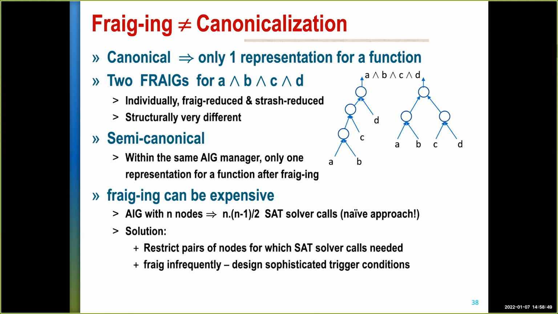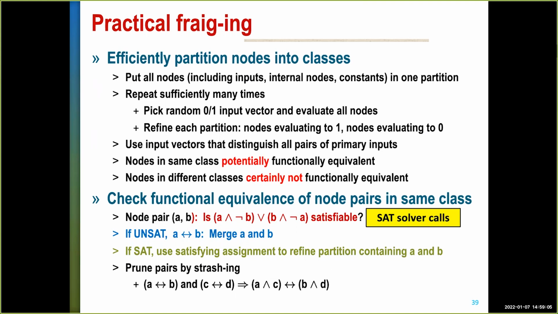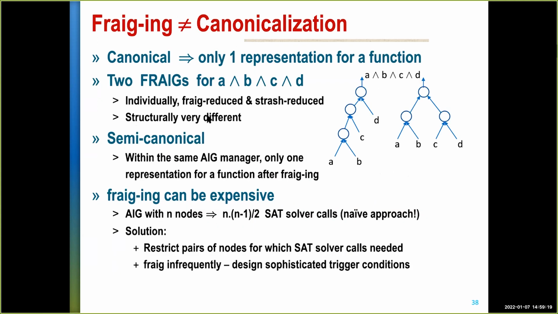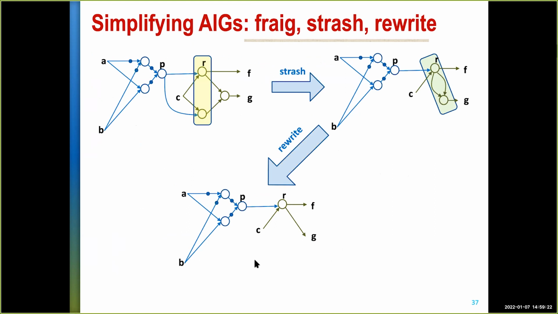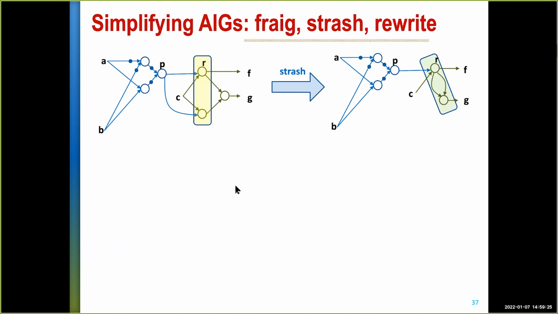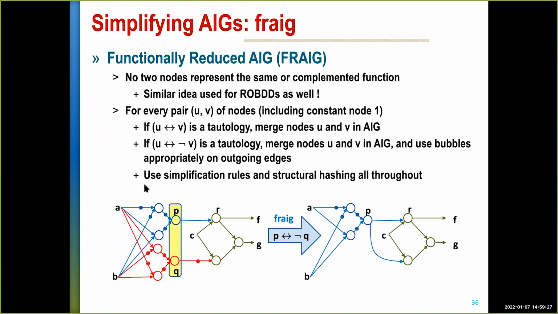As I said, if you want to do it for every pair of nodes, it's actually out of the question. It's not practical. So what is typically done in practice is that you restrict the pairs of nodes on which the SAT solver is called, and you Fraig infrequently. And there's a very clever way in which this restriction is done. Basically, what you do is you pick sufficiently many random 0-1 input vectors and you feed them to your Fraig, right? So you take a Fraig like whatever you had, maybe this one over here, the one that we had.